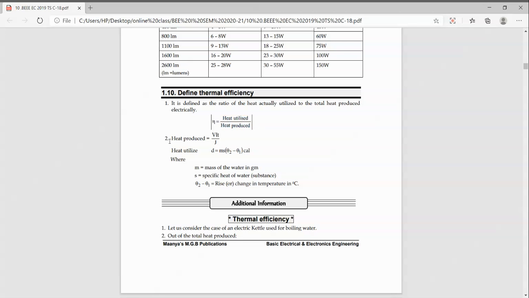Okay. So heat produced is V into I into T. And heat utilized is equal to m s into theta 2 minus theta 1 calories. Here m is the mass of the water in grams, and s is the specific heat of water, and theta 2 minus theta 1 is the rise, that is the change in temperature in degrees.